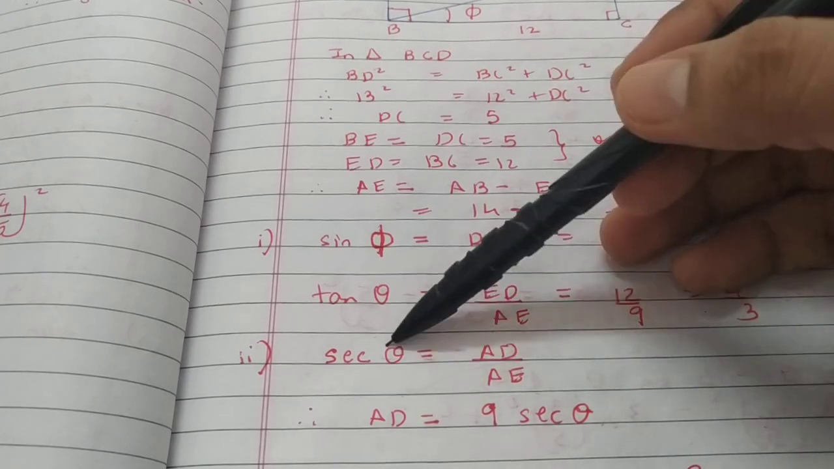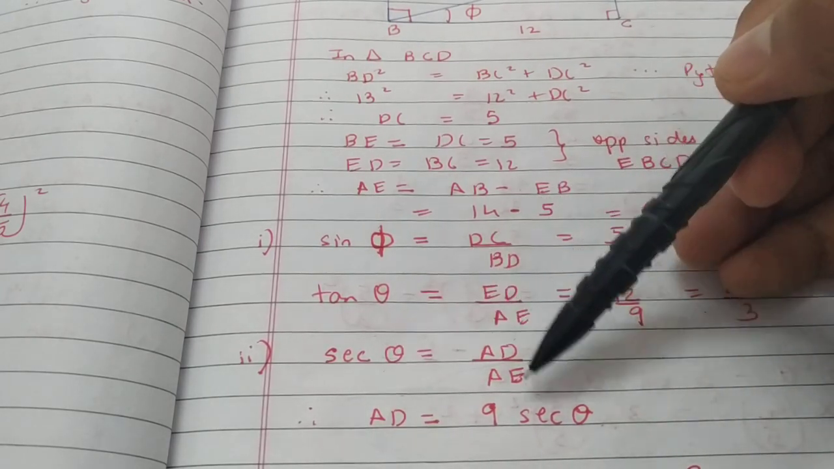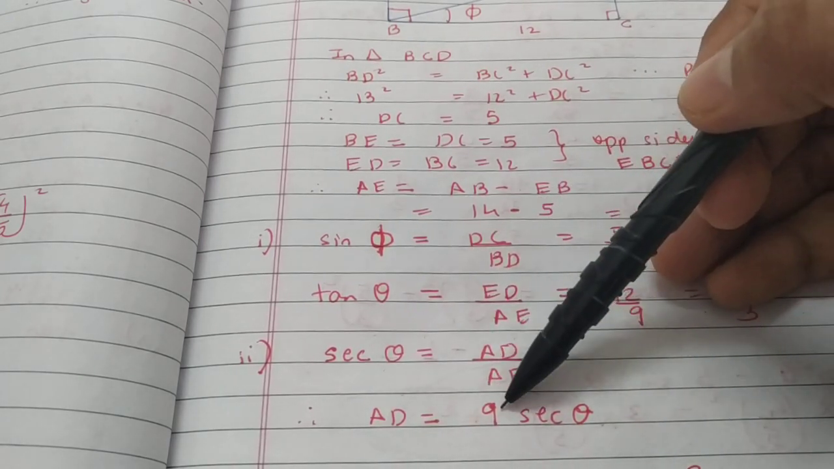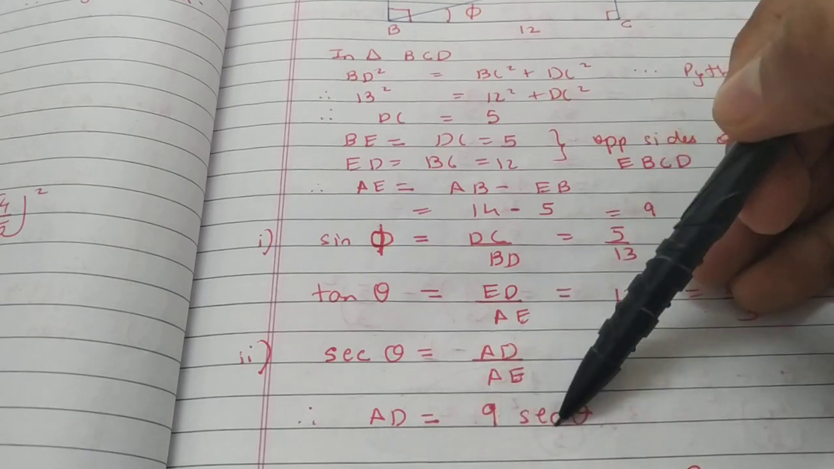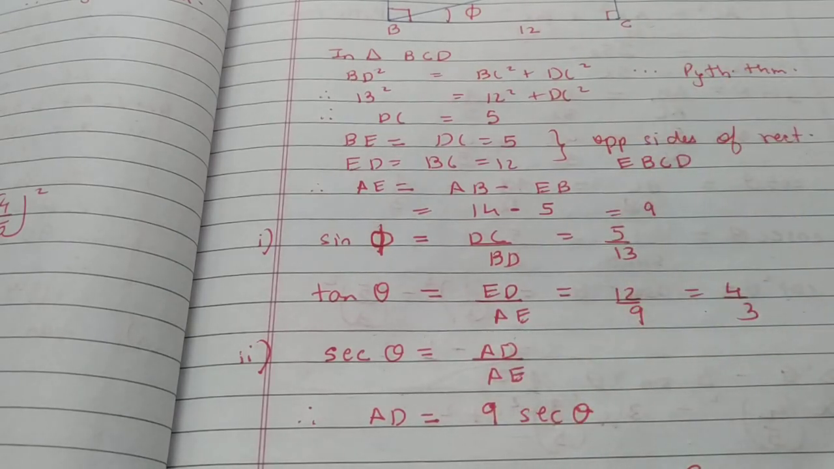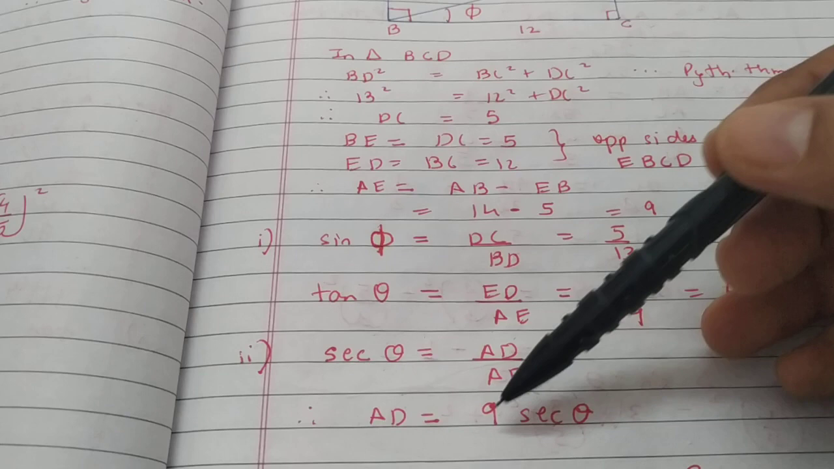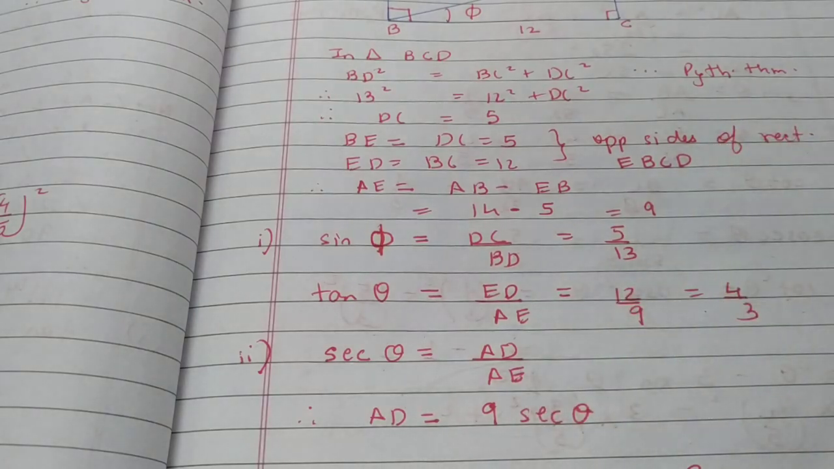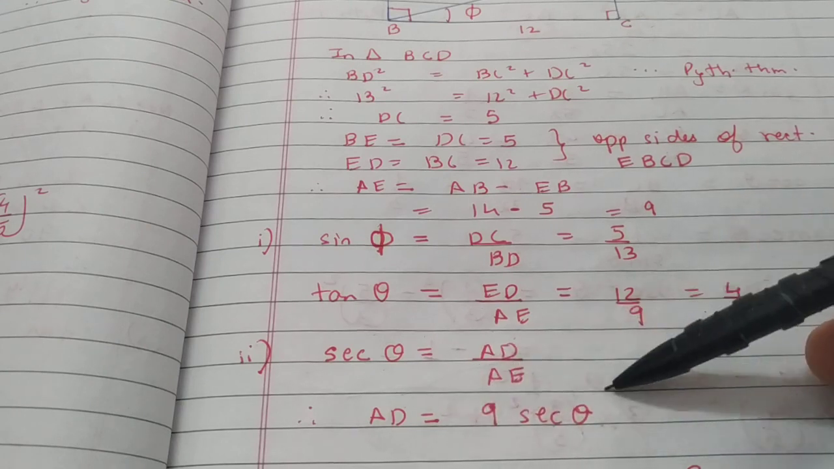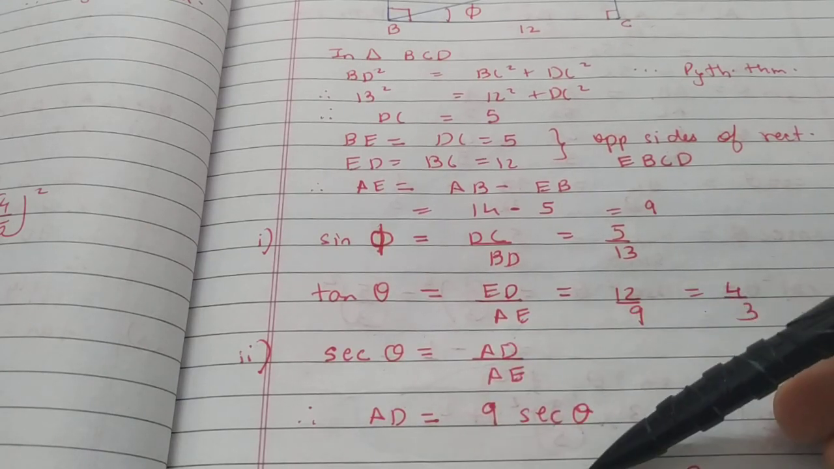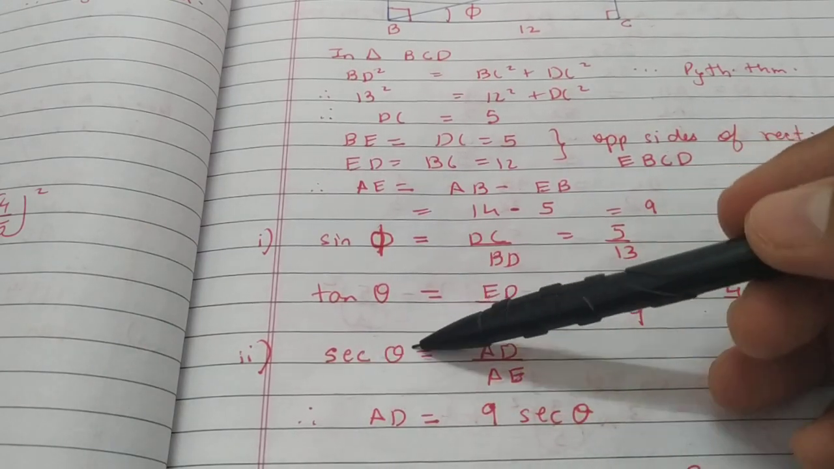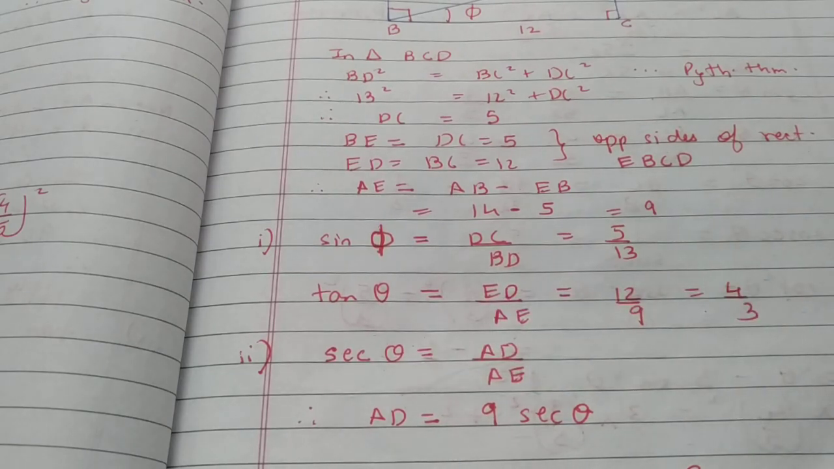Why didn't I use sine or cos? Because then AD would have been in the denominator. So I would have got something like 9 upon cos theta. So that is also allowed, but I preferred an equation without any denominator. We could have used cosec theta also, that is also allowed.